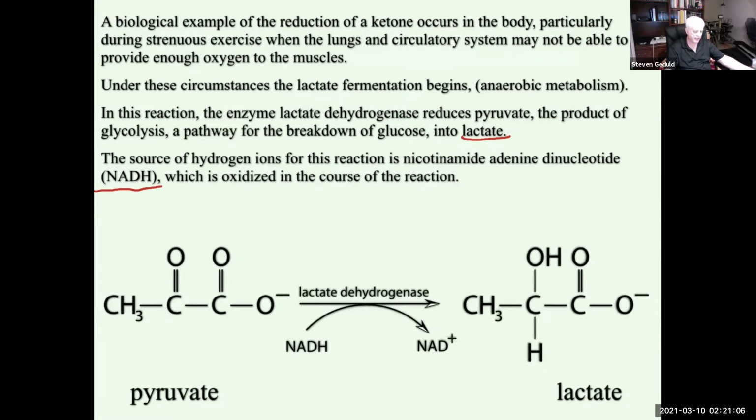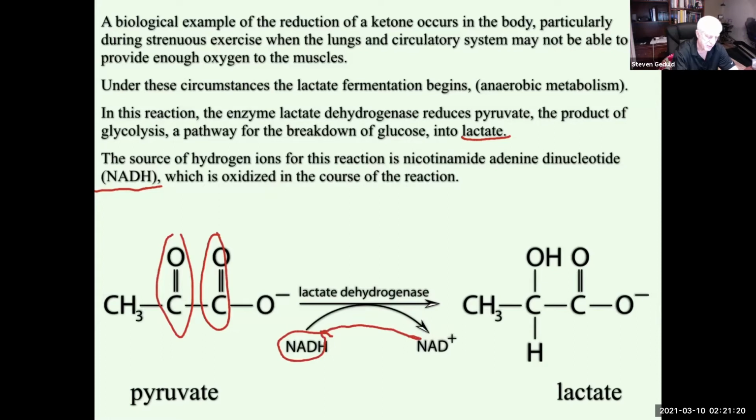So here's pyruvate. That's what pyruvate looks like: 3 carbons and 2 carbonyl groups. NADH is going to donate hydrogen. It's going to lose a hydrogen, so it's going to attack the double bond. It's going to put a hydrogen here and a hydrogen here. It's just like adding hydrogen, just like we did before. The same exact thing, except now we're doing it inside the human body. So we produce what's called lactate or lactic acid. There's your OH group, there's your H, and the rest of the structure stays the same. This is lactic acid.